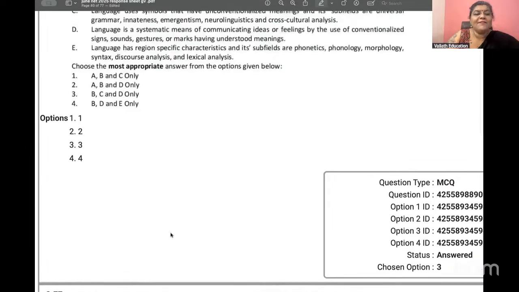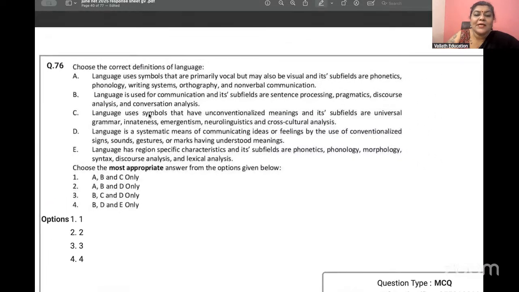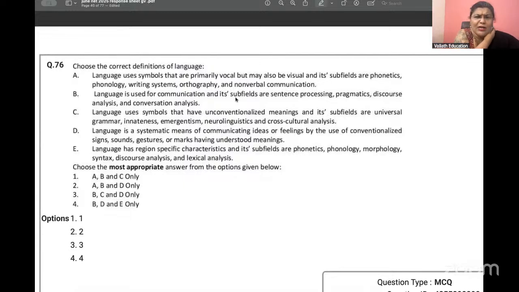Okay. Going to 76. Show me one difficult question, friends. It is coming, you will think. I will show you. Language uses symbols that are primarily vocal, but may be visual. Okay. And its subfields are phonetics, phonology, and so on. Non-verbal communication. A, you put correct and then a question mark. Maybe. Language is used for communication and its subfields are sentence processing, pragmatics, discourse analysis. Maybe. Looks like right. And then, looks like right, no problem.